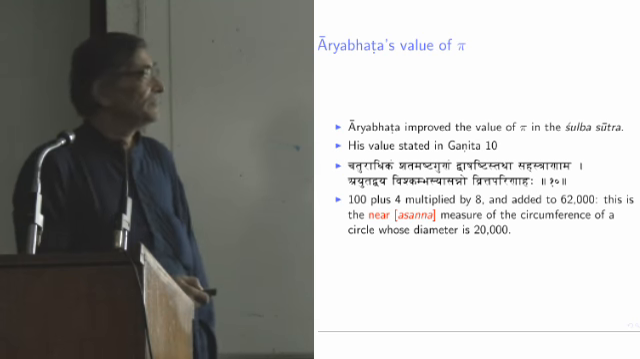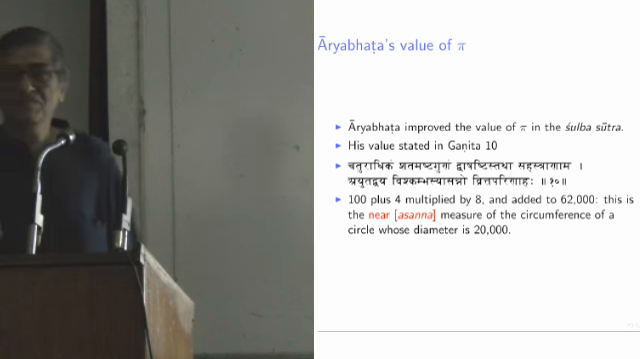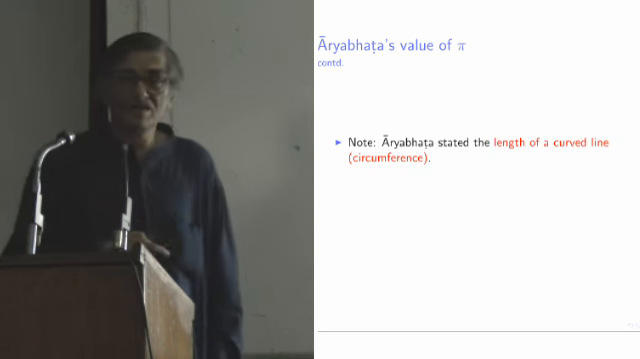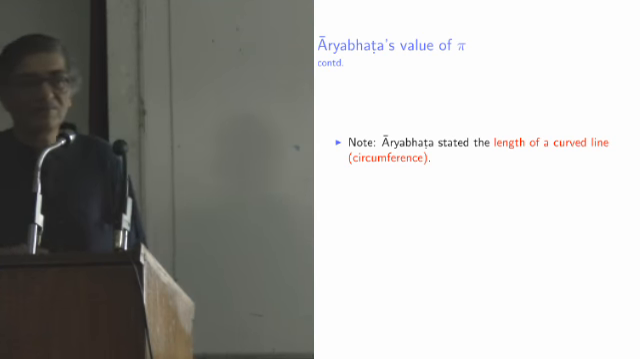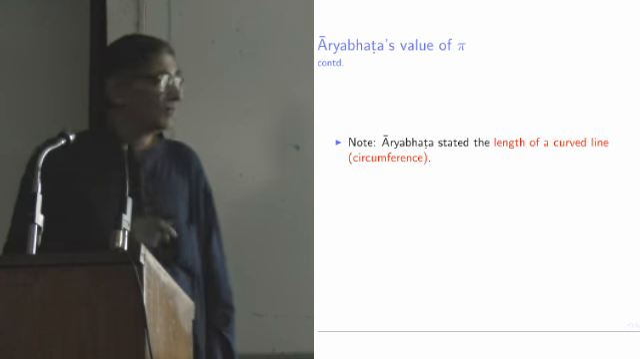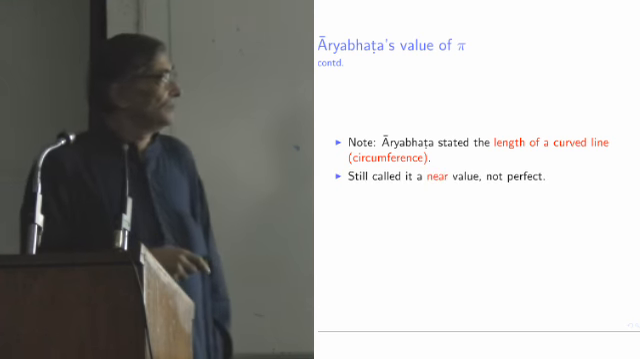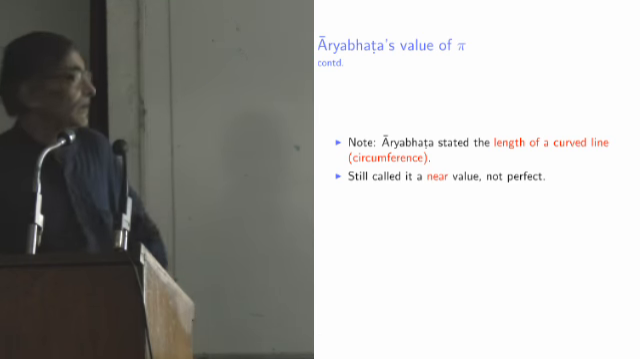And what is he giving? He is giving an asanna measure, a near value, an approximate value. Just as the Shukla Sutra will state an approximate value, this is what he is stating. So this question of approximation has come in because when you are trying to define a curved line, how do you define the length of a curved line? That's the question. So you can't get a perfect value.